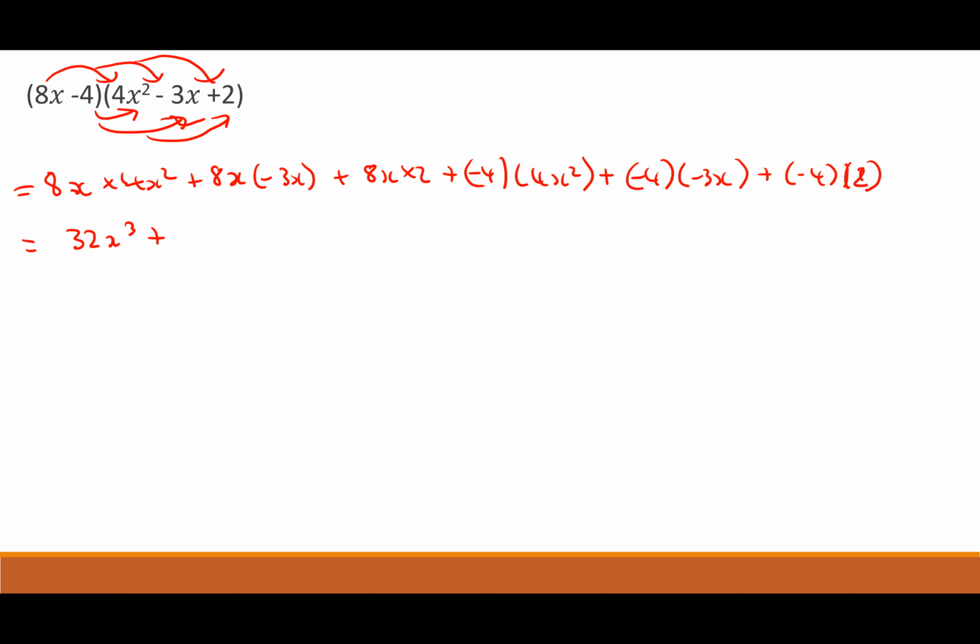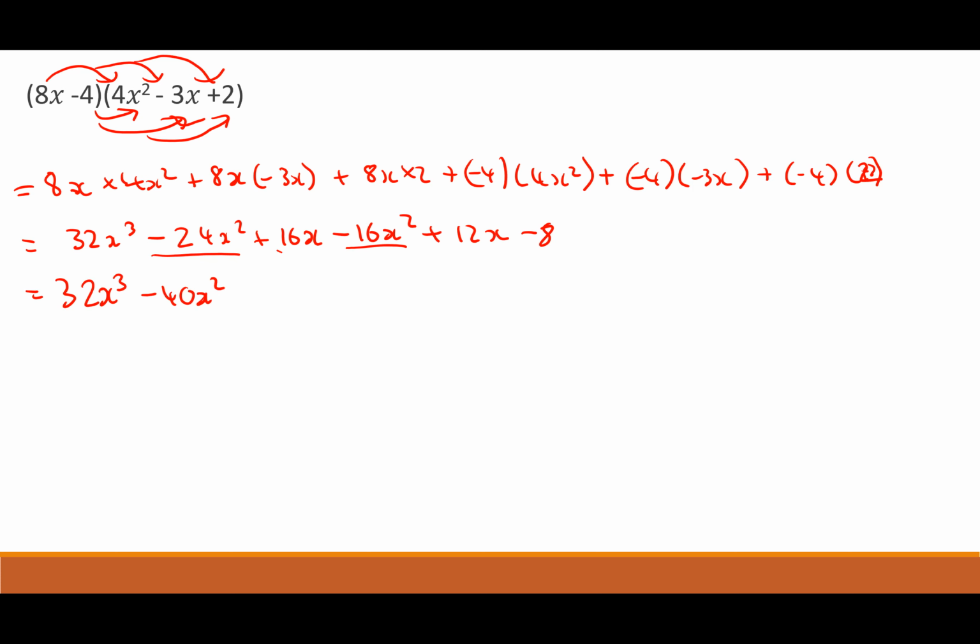Okay, and that's going to be 32x cubed plus minus 24x squared plus 16x minus 16x squared plus, because the two negatives cancel out, 12x, and then this last one, just rewrite that, plus 2 is going to be minus 8. So to simplify this, we've got 32x cubed, that and that will give you minus 40x squared, that and that will give you plus 28x minus 8. Okay, let's move on.